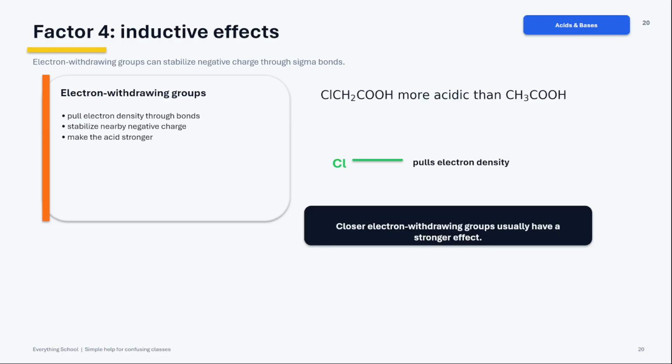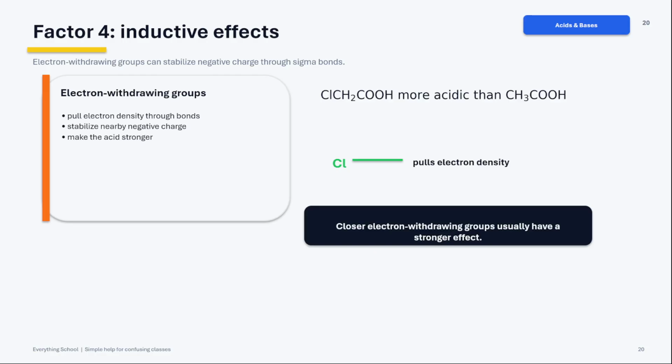Slide 20, Factor 4, inductive effects. Electron withdrawing groups can stabilize negative charge through sigma bonds. The slide says electron withdrawing groups pull electron density through bonds, stabilize nearby negative charge, and make the acid stronger. The chlorine shown is an example of an electron withdrawing group.